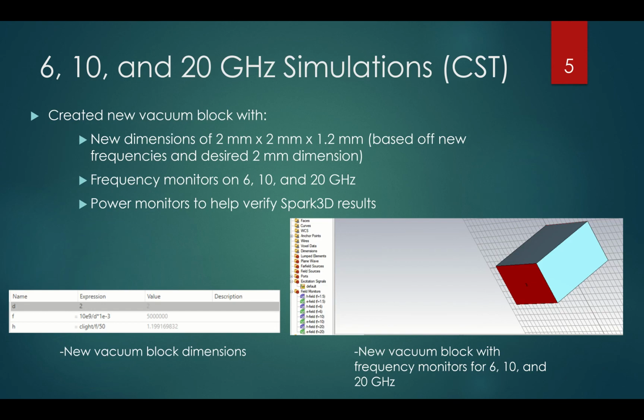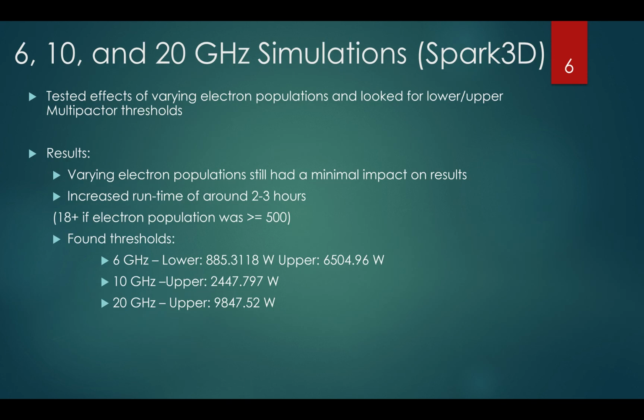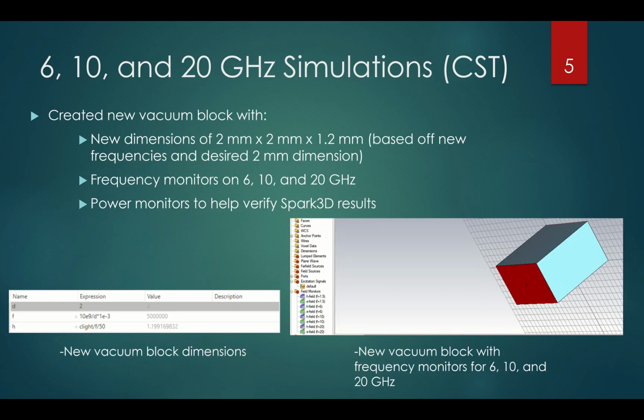For the 6, 10, and 20 gigahertz simulations in CST, I made a new vacuum block with the new dimensions of 2 millimeters, 2 millimeters, and 1.2 millimeters. 2 by 2 by 1.2. This is based off the new frequencies and the desired 2 millimeter dimension.